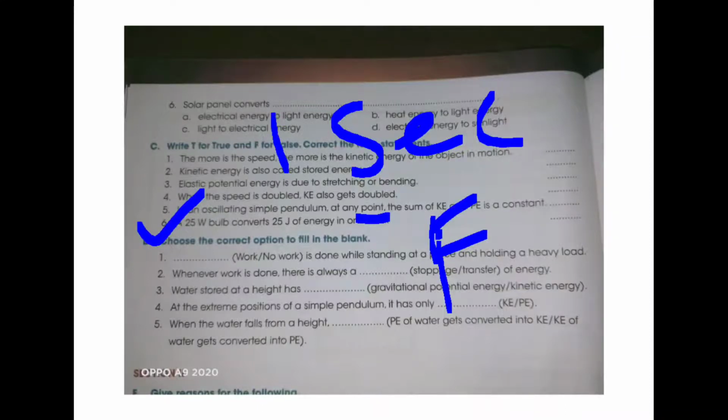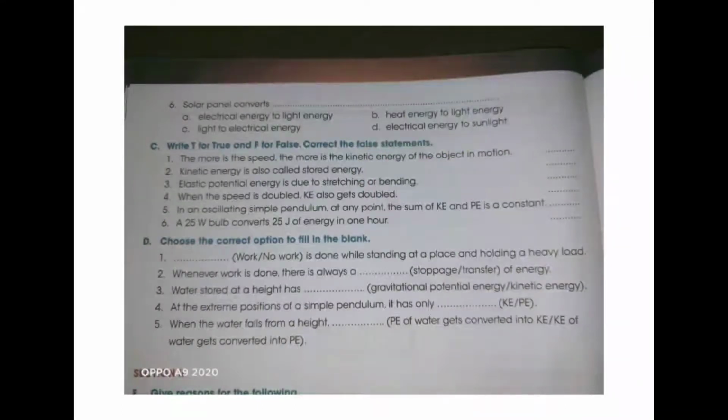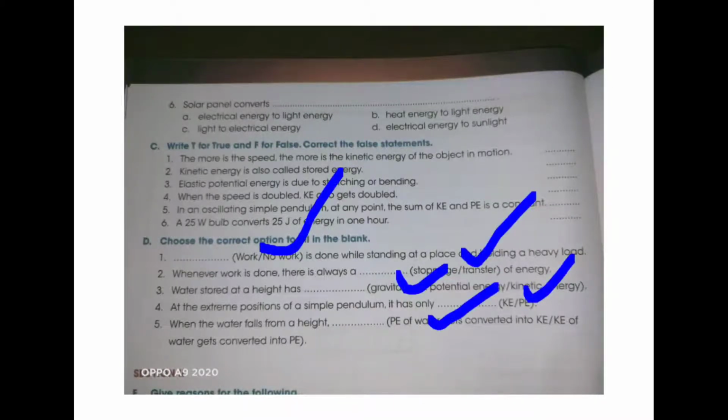Okay, so next we have choose the correct option to fill in the blank. Dash is done while standing at a place and holding a heavy load. That means no work is being done. Whenever work is done, there is always a transfer of energy. So next option is transfer of energy. Question number 3. Water stored at a height has gravitational potential energy. Number 4. At the extreme position of a simple pendulum, it has only potential energy at extreme position. Just now I have shown you. Number 5. When the water falls from a height, potential energy of water gets converted into kinetic energy. Okay, so these are the answers.